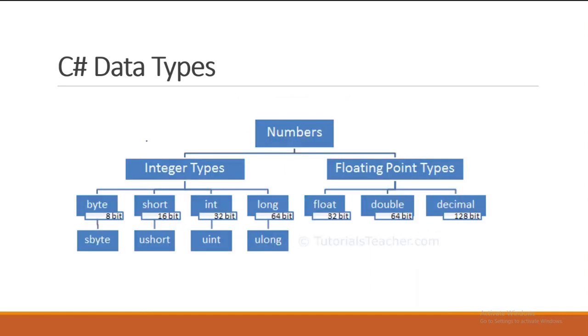Numbers can be integer types or floating point types. And byte is 8-bit. It represents 8 bits in C#. Short is 16 bits. Int is 32 bits. And long is 64 bits. And also the float is 32 bits. Double is 64 bits. And decimal also that you can use in C#.